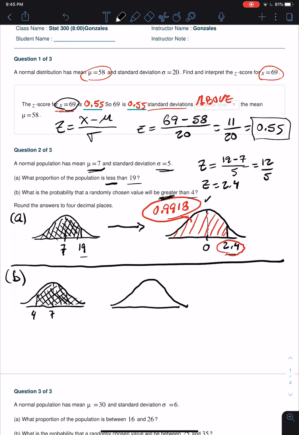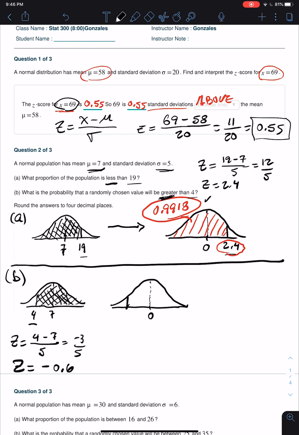And we're going to draw the standard normal curve. So there's a 0 there. We need to calculate what that is in terms of z-score. So let's do that over here. Z equals a raw score of 4 minus a mean of 7 divided by the standard deviation, which is 5. 4 minus 7 is negative 3, divided by 5, and this gives us a z-score of negative 0.6. So this raw value 4 becomes a z-score.